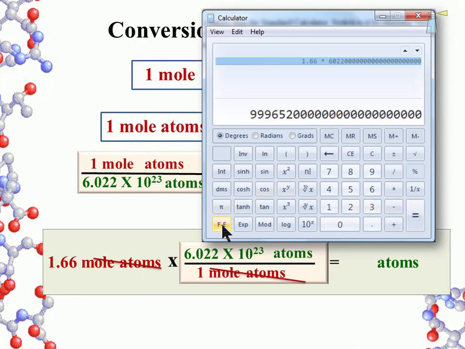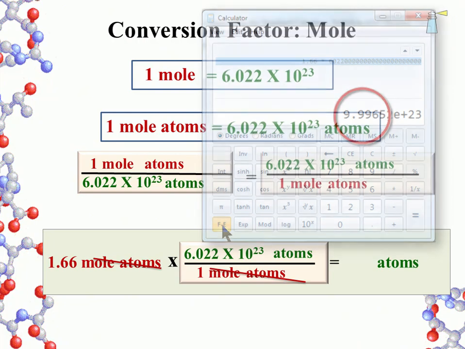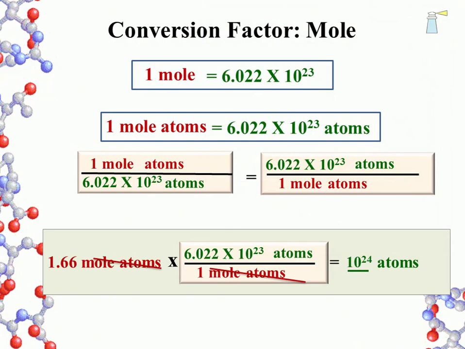Now, go back to the FE button, which brings it back to scientific notation. We have 9.99 times 10 to the 23rd. We will round this term. 9.99 times 10 to the 23rd rounds to 10 to the 24th. Practice these two demonstrations on your calculator to verify the necessary sequence of keystrokes that will get the appropriate answer.